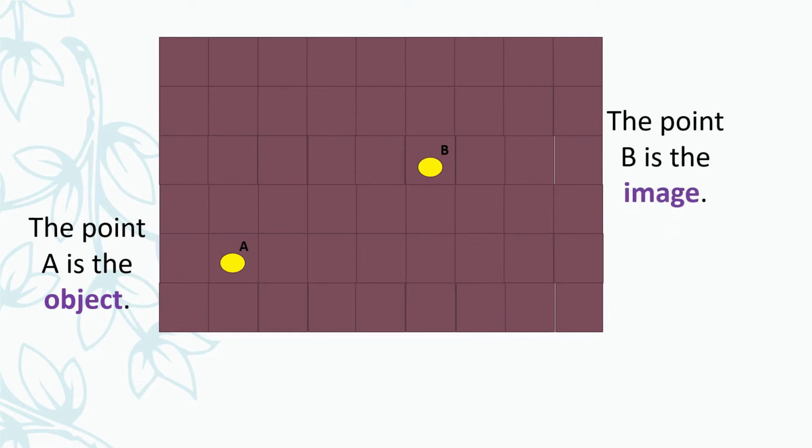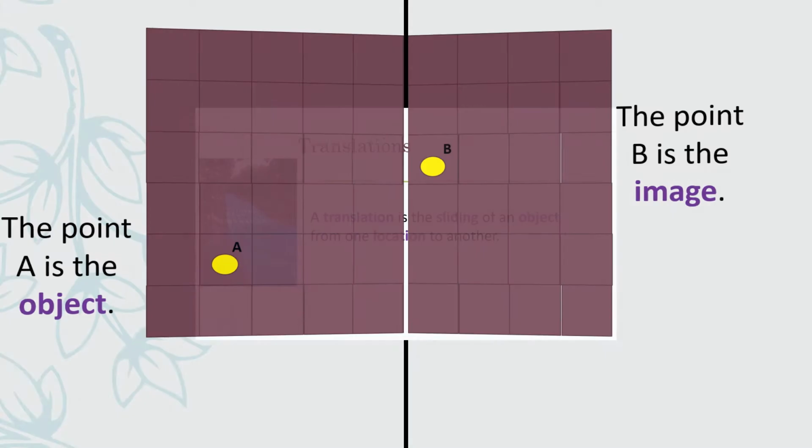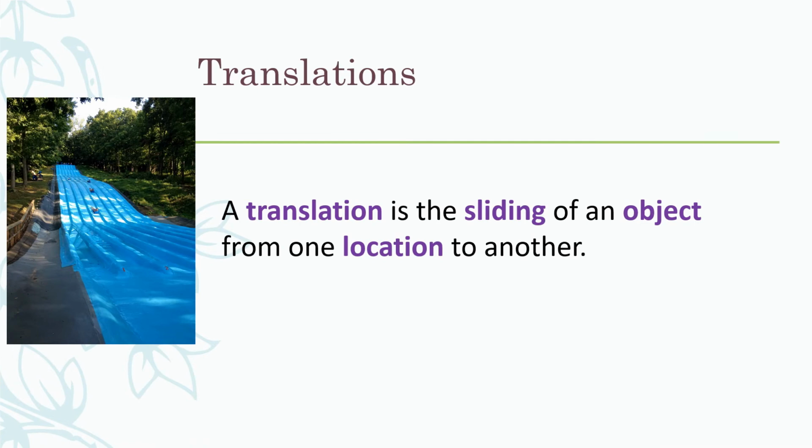So the object will always refer to the shape or point before the transformation is performed, whereas the image will refer to that resultant shape after you've performed your transformation. So that's why B is labeled as the image. Now this brings us to defining the translation. Translation is the sliding of an object from one location to another.